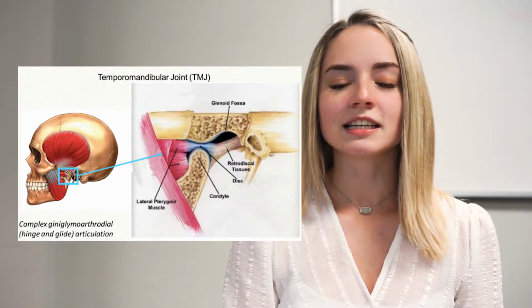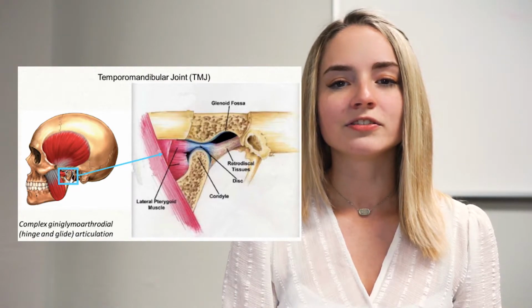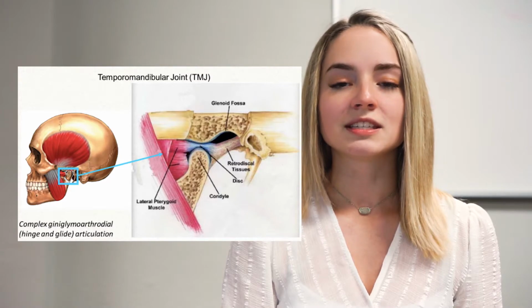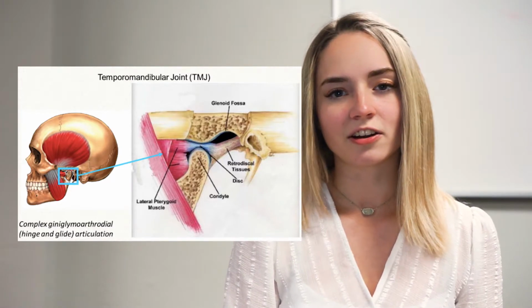The articular disc is deficient of blood vessels and nerves and consists of fibrocartilage, whereas other load-bearing joints of the skeleton consist of hyaline cartilage.